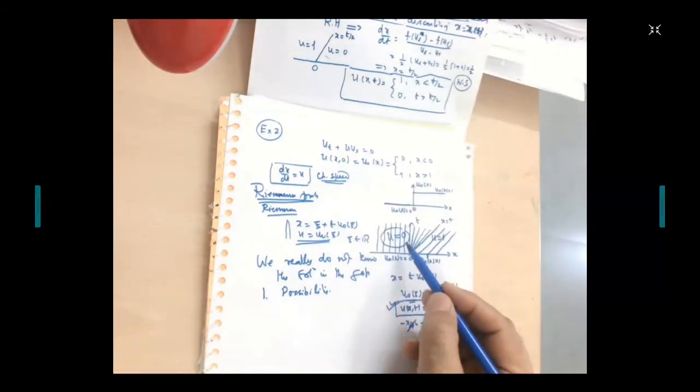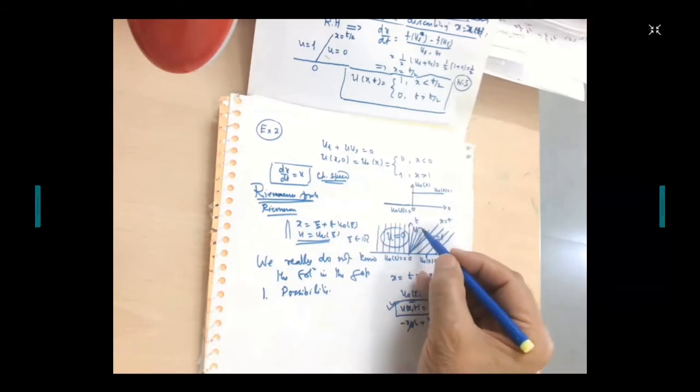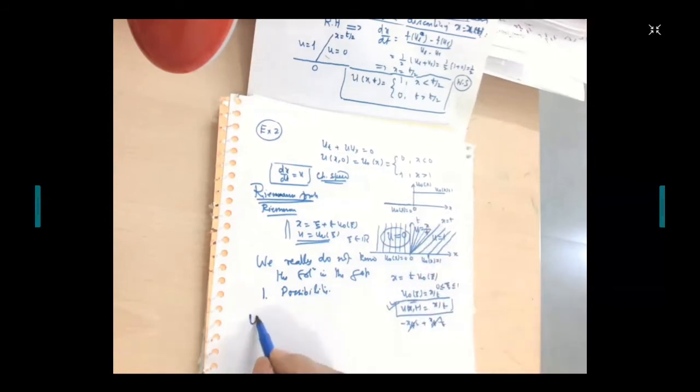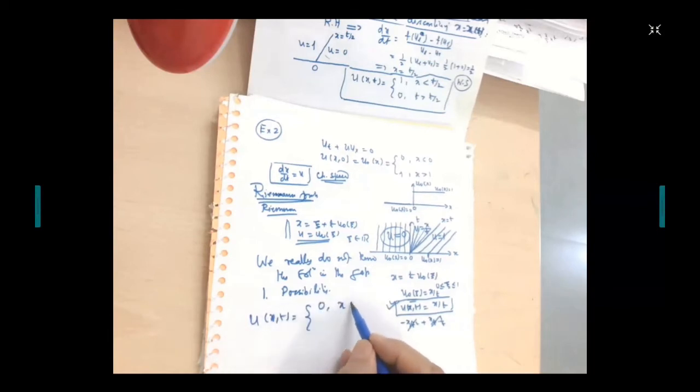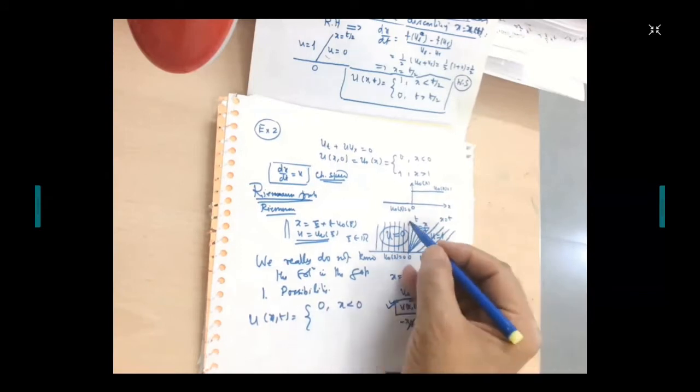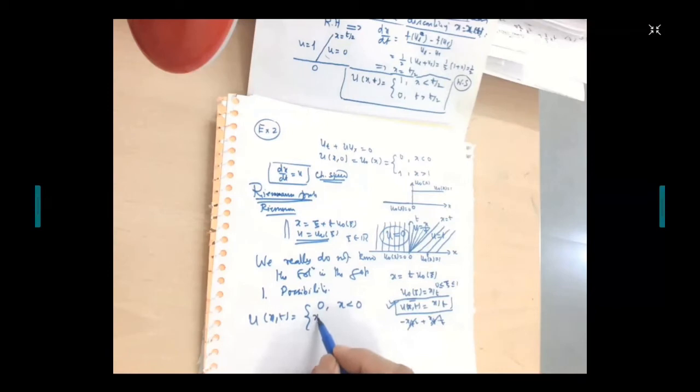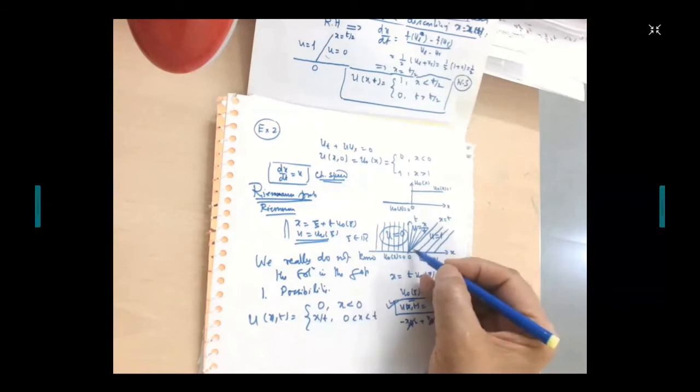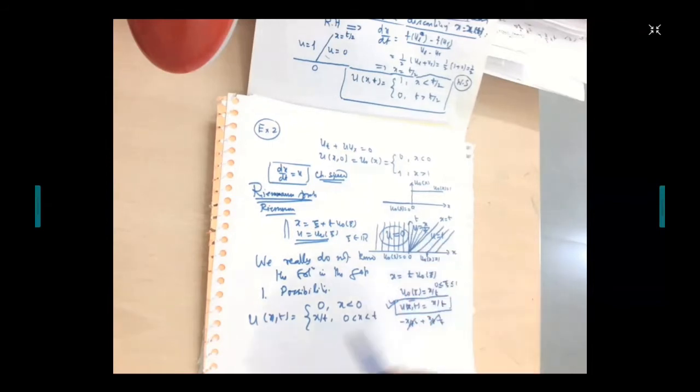Look here, this is a constant state. Here u is equal to 0 when x is less than 0, and it is x by t when 0 is less than x is less than t. This is the line x is equal to t. In this region, it is x by t, and in this region, when x is greater than t, it is 1. So this is the solution at any time t.